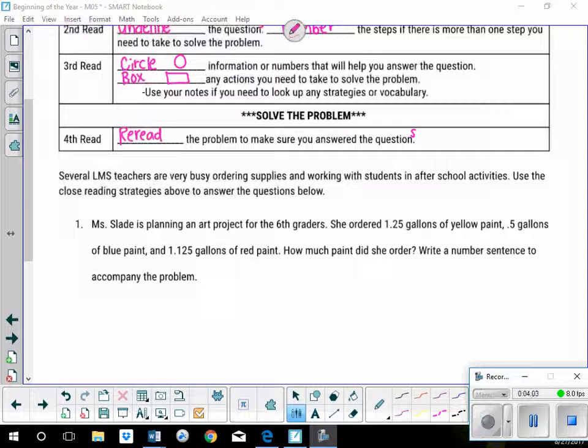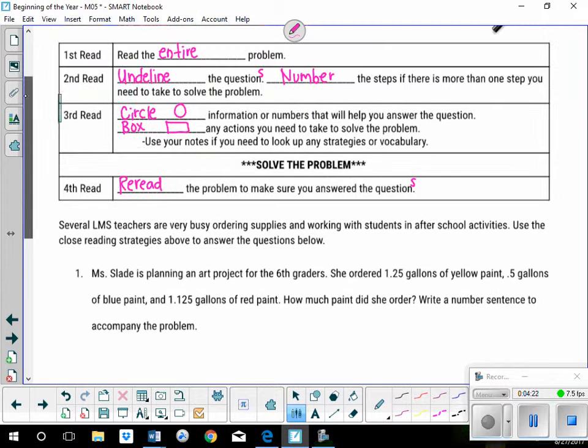We're going to look at several problems about LMS teachers. So several LMS teachers are very busy ordering supplies and working with students in after-school activities. Use the close reading strategies above to answer the questions below. I'll make sure we can see both things. There we go. So the first time I read this through, I'm just going to read the problem.